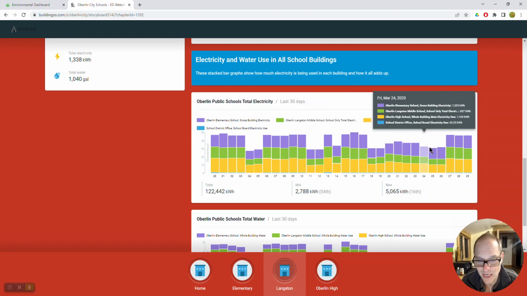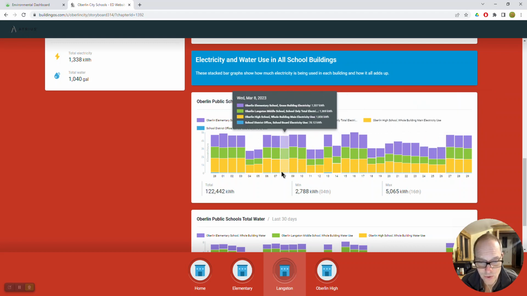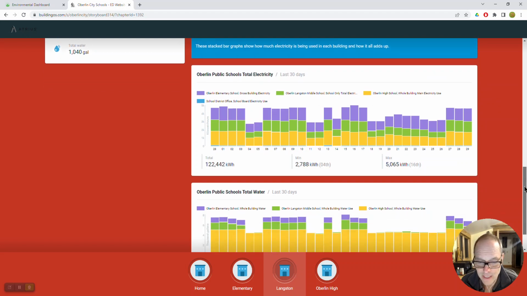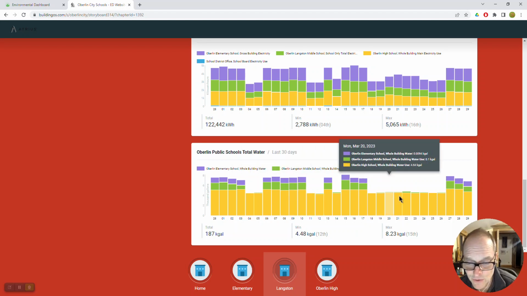So you can see them added together here. See that the high school uses a little bit more electricity than any of the other schools. And then down here, it's kind of the same comparison for water.